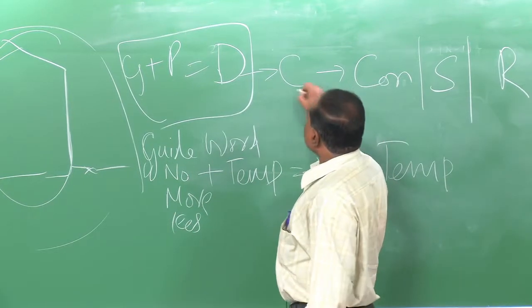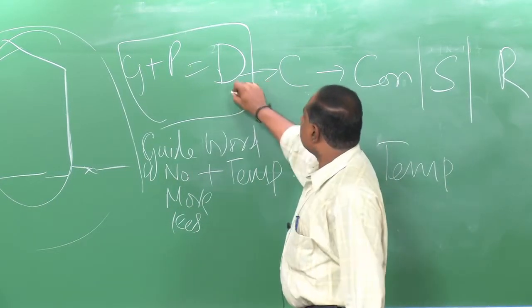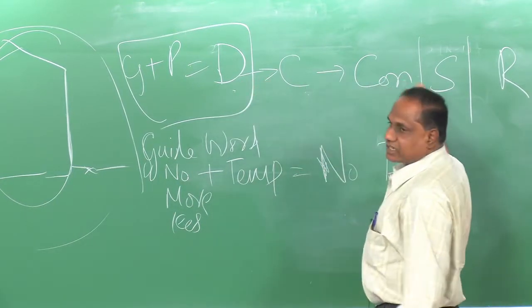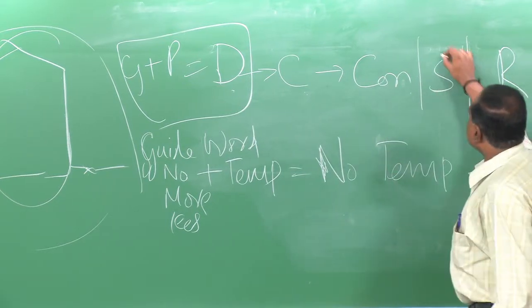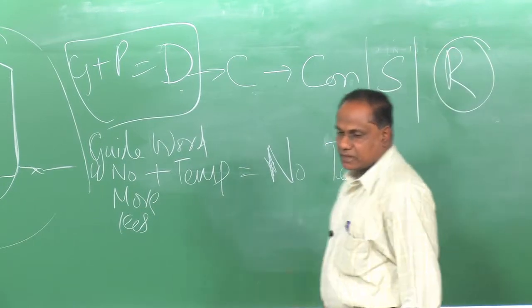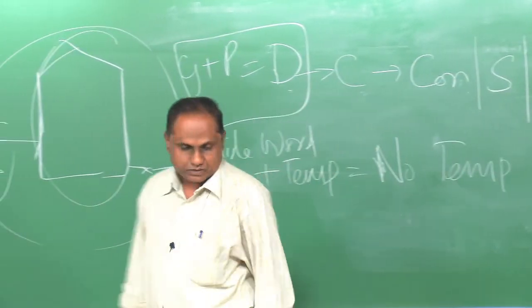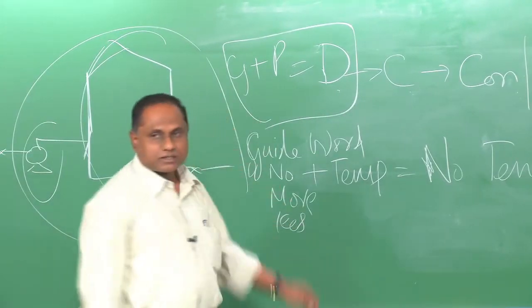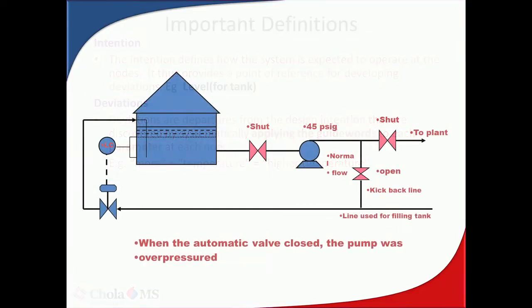This leads to this deviation. What is the cause of this deviation? From that, what is the consequence coming out from that? If there is a safeguard, and then the recommendations. If not, we give the recommendations for that. So it's a deviation from the design intent. I'm just putting it simply for you.